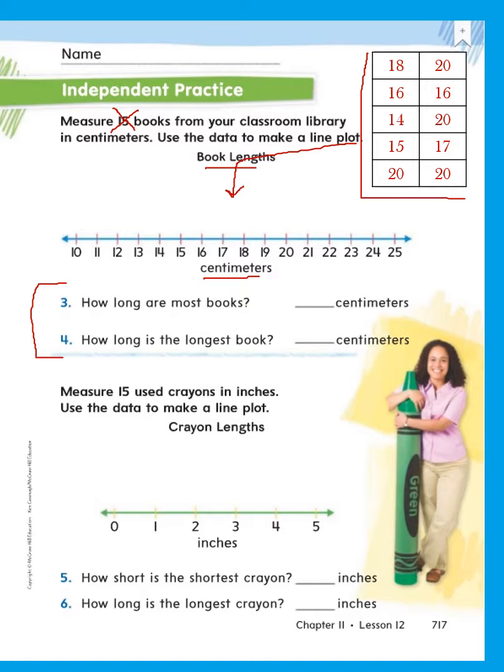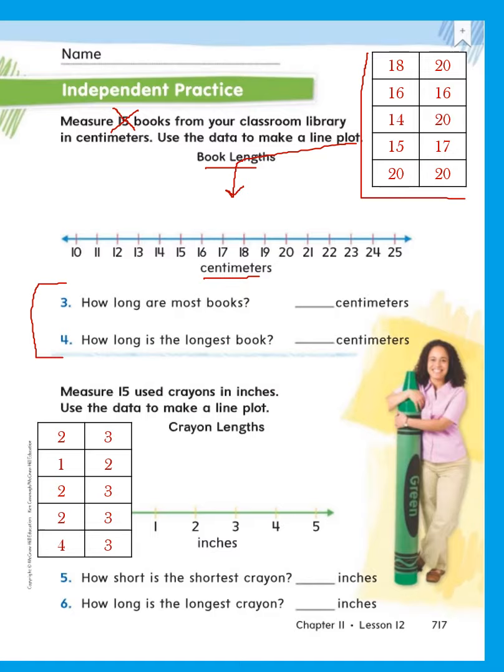The bottom half says measure 15 used crayons. Okay, but you know what? We're not going to do that. I've already measured 10 used crayons. Okay, and we're going to do the same thing here. We're going to put these numbers in the chart on the line plot, wherever they're supposed to go, and then answer questions 5 and 6. Okay, and let's move on.